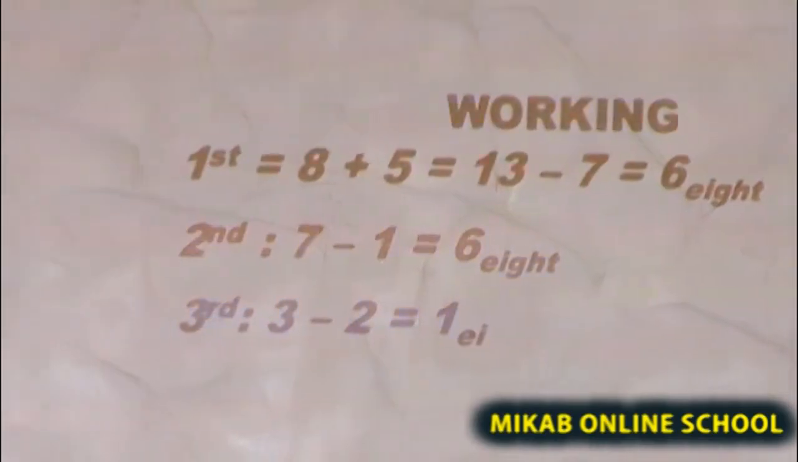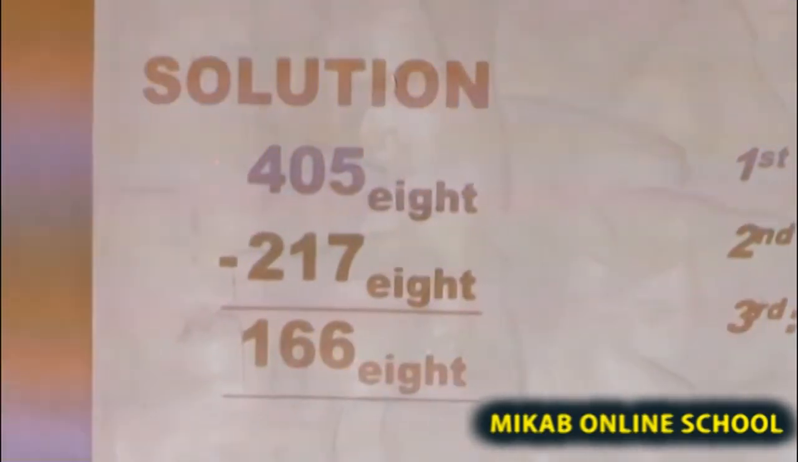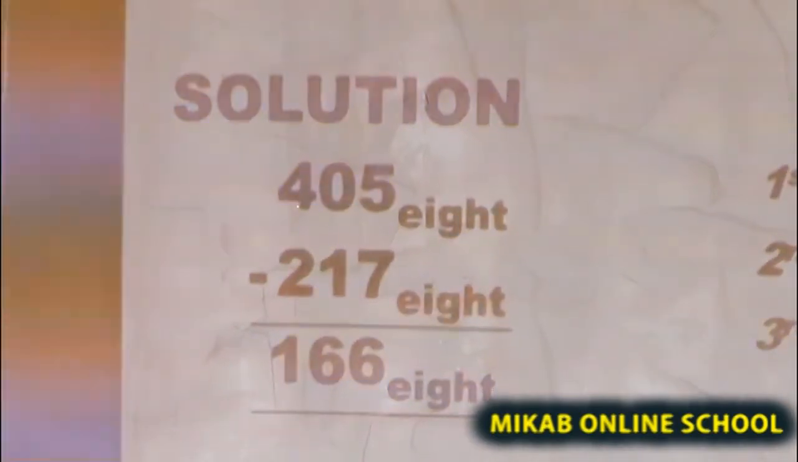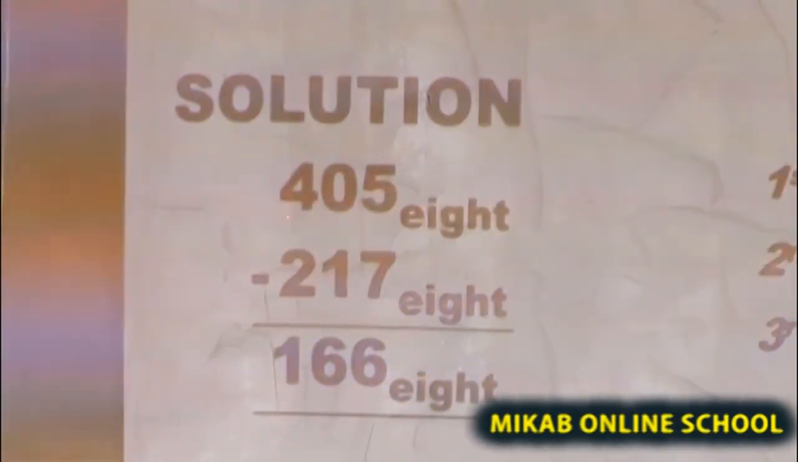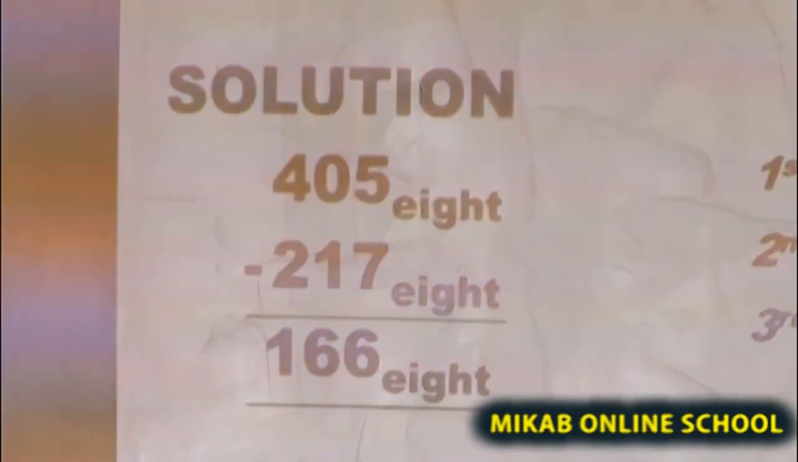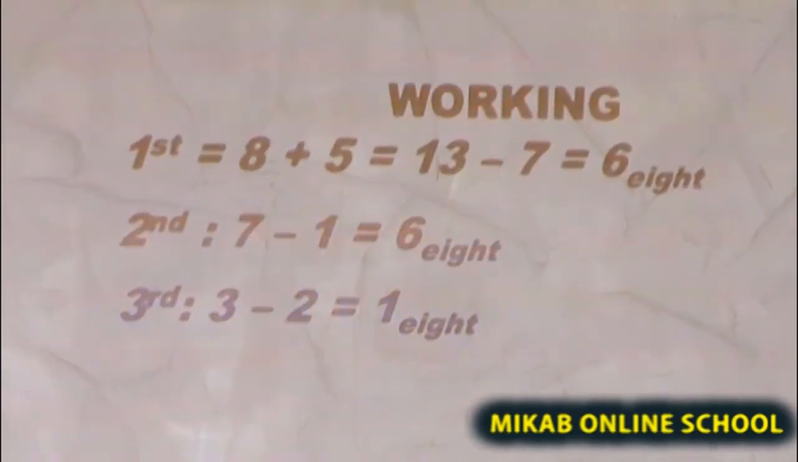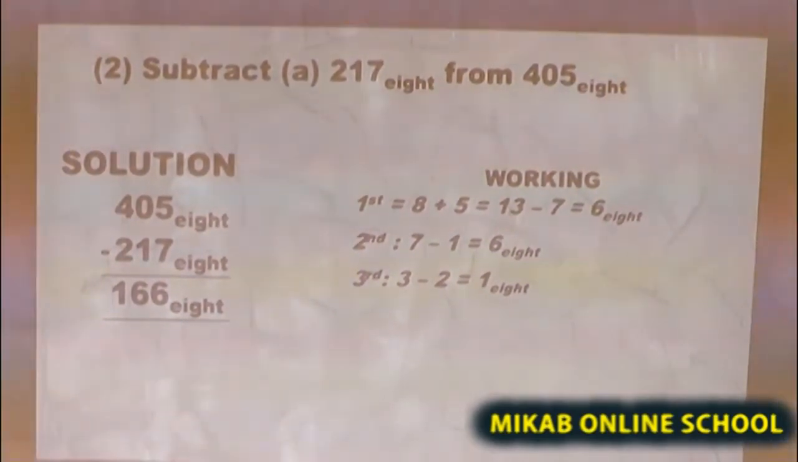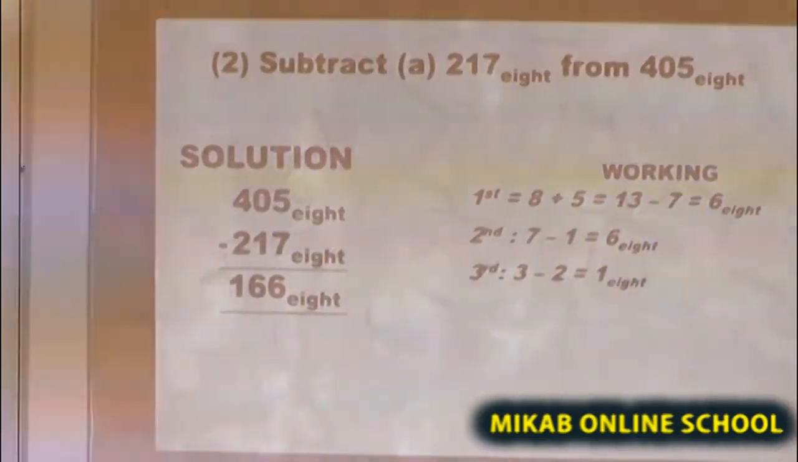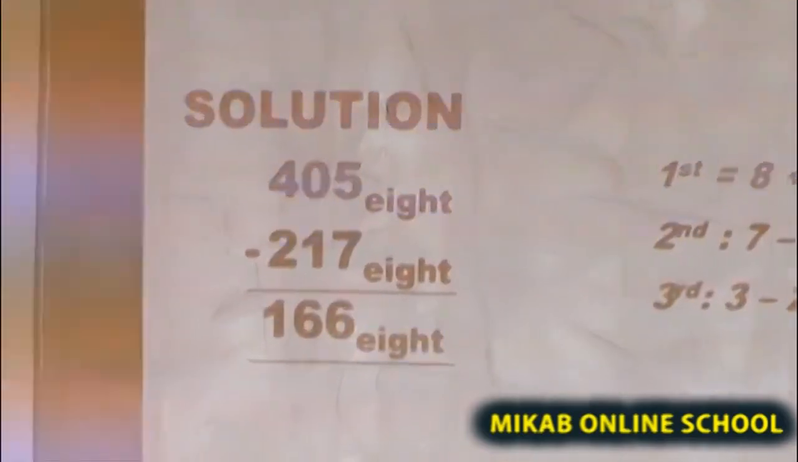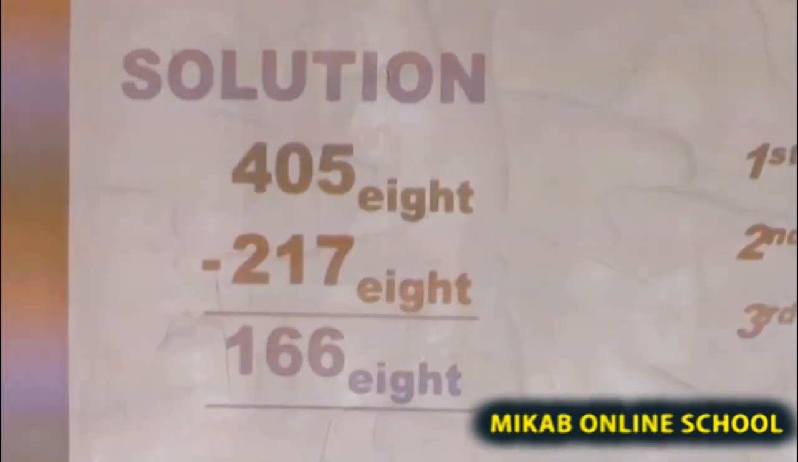Now, because we've borrowed and borrowed, we have 3 left here. So 3 minus 2 will give me 1 in base 8. So 405 minus 217 in base 8 will give us 166 in base 8.